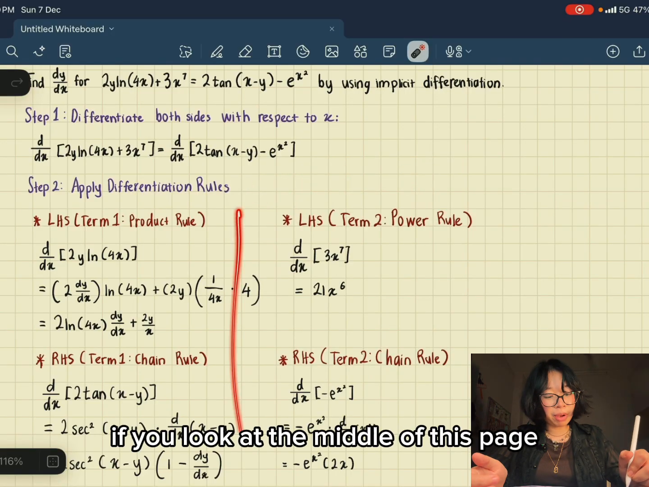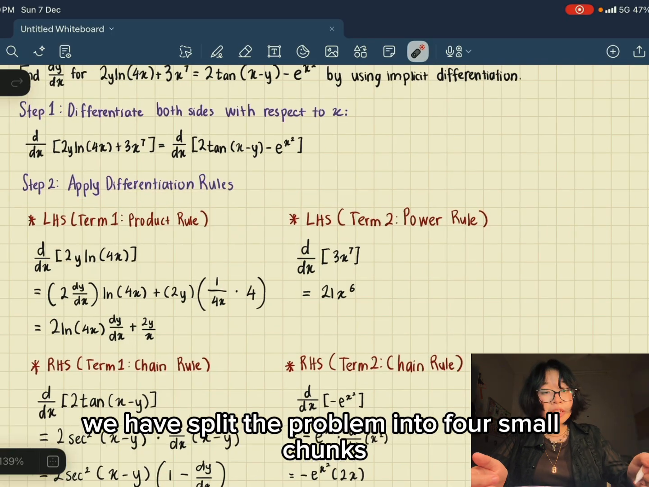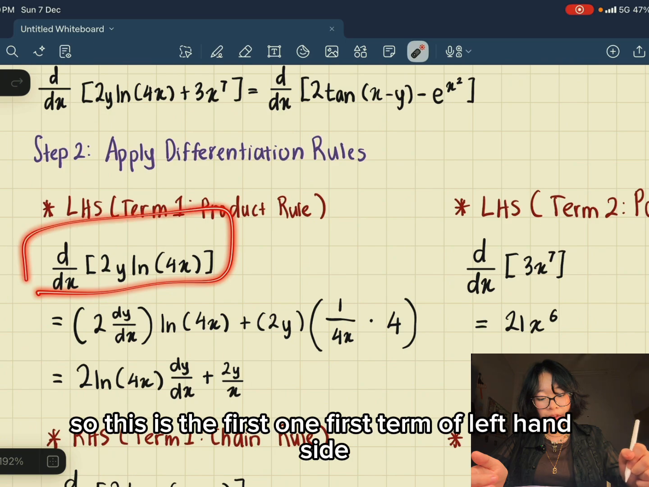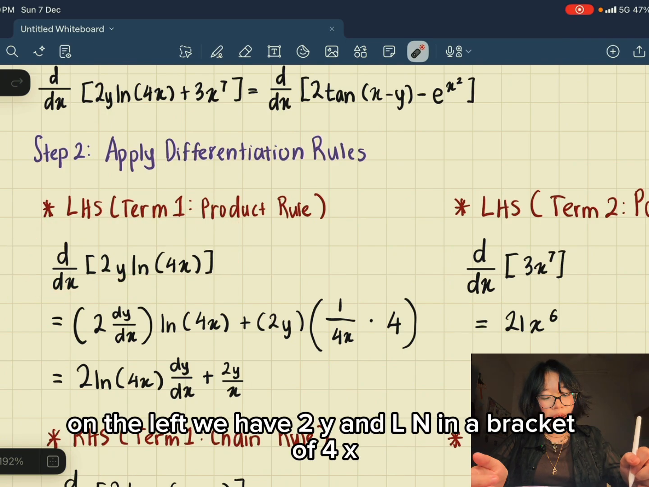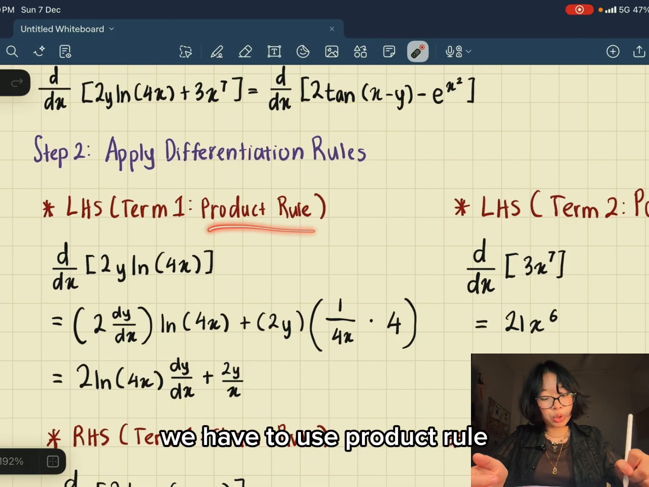If you look at the middle of this page, we have split the problem into 4 small chunks so it is not overwhelming. So this is the first term of the left-hand side. Look at the first block on the left. We have 2y and ln(4x). Since they are multiplied, we have to use the product rule.